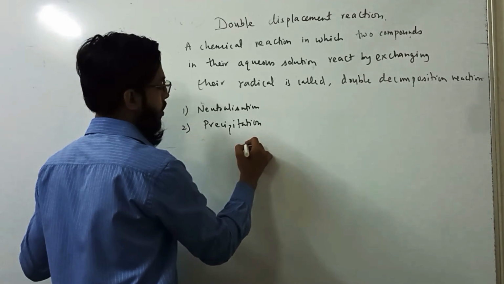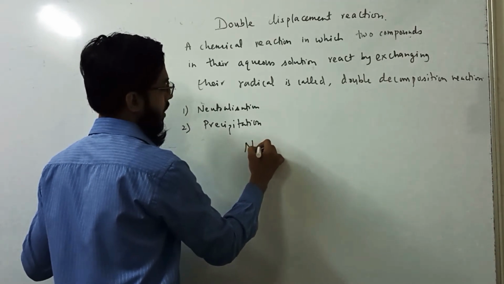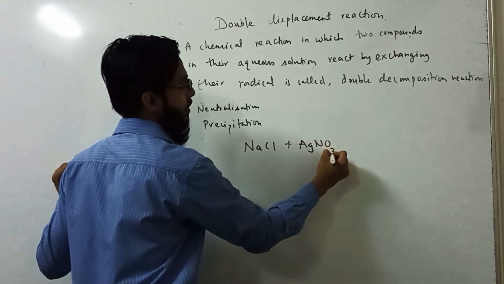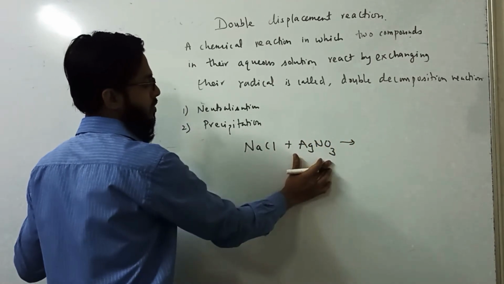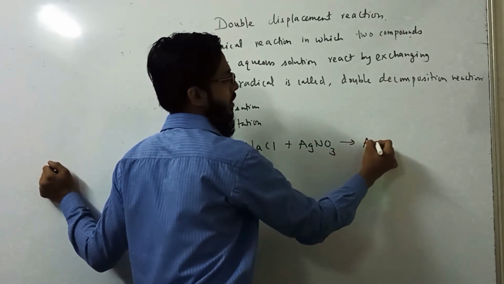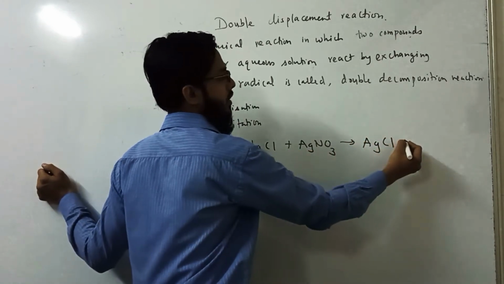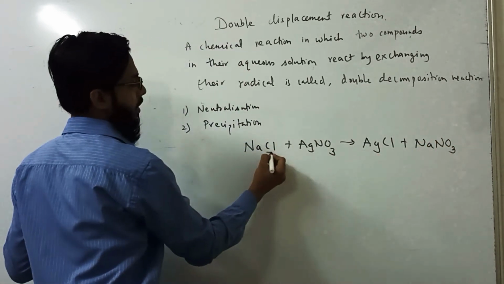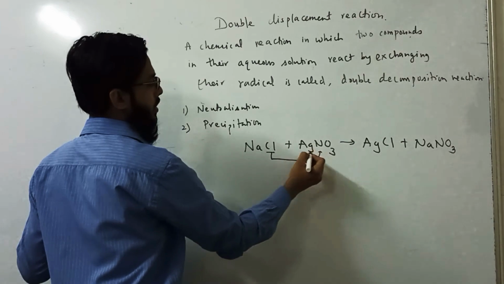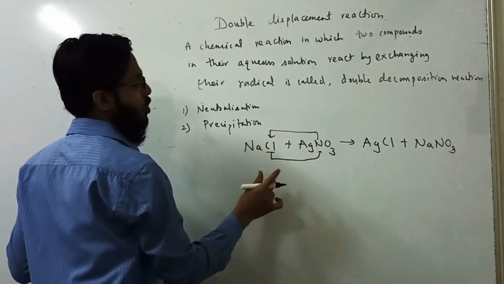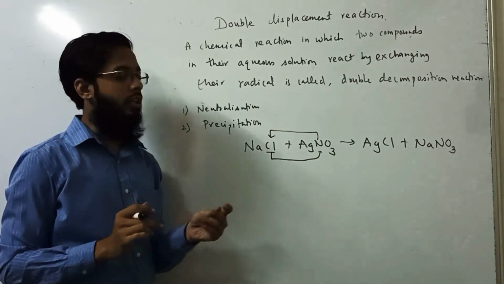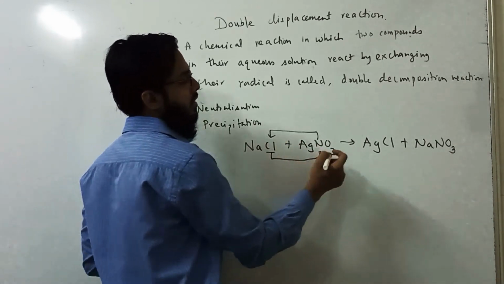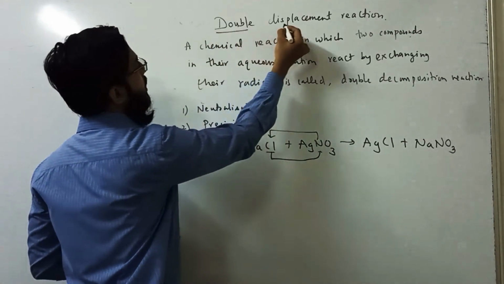Let me just give an example of NaCl plus AgNO3. So these are two compounds. Now what will happen? You can see Cl goes over here, Na comes over here. So that is called exchanging of radicals. When two compounds react by exchanging their radicals, such kind of reaction is known as double displacement reaction.